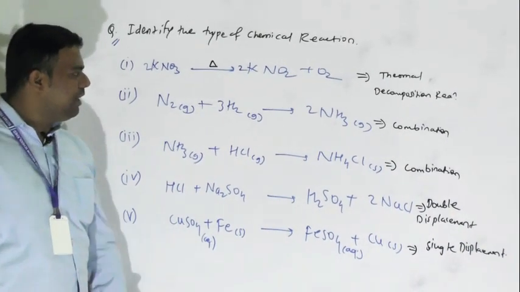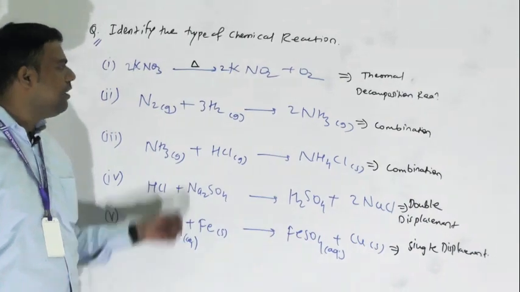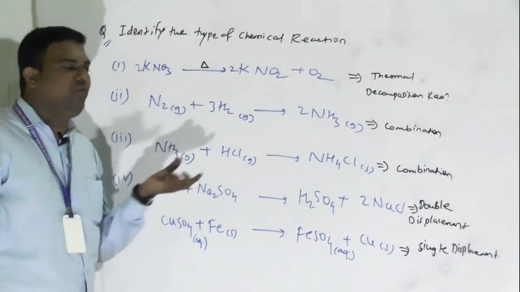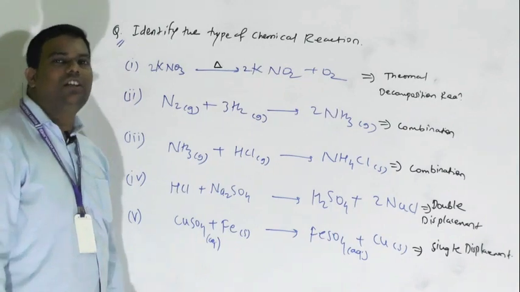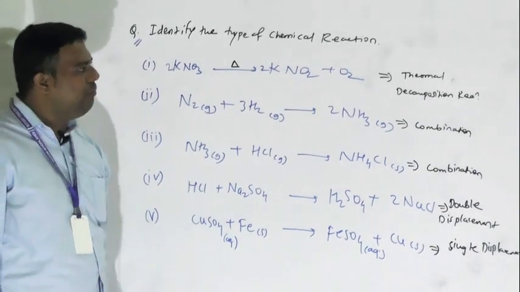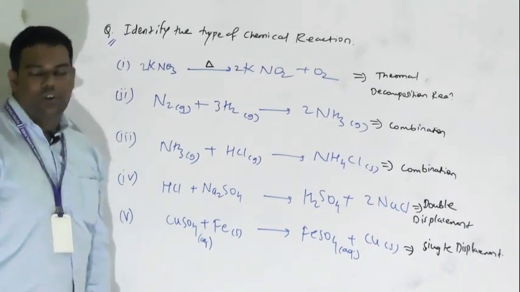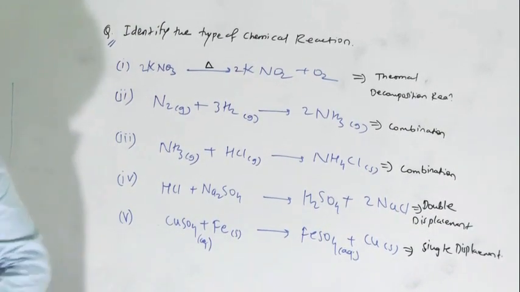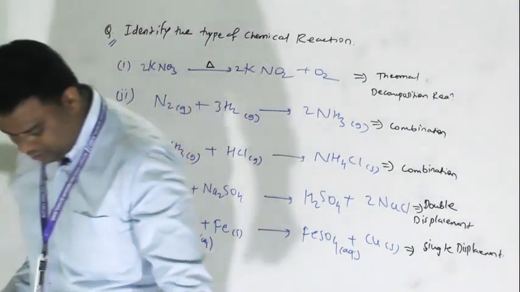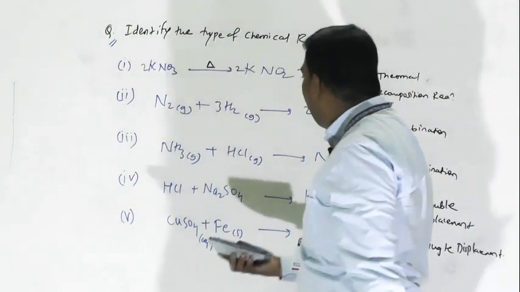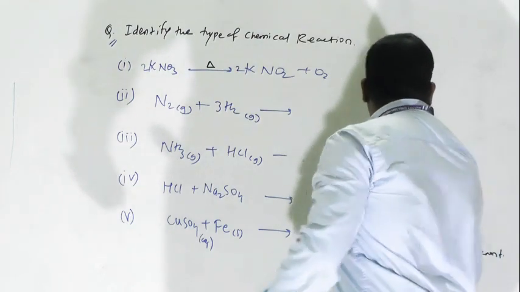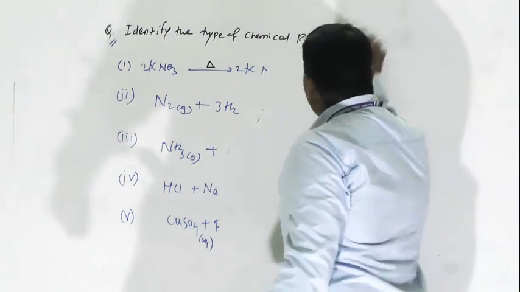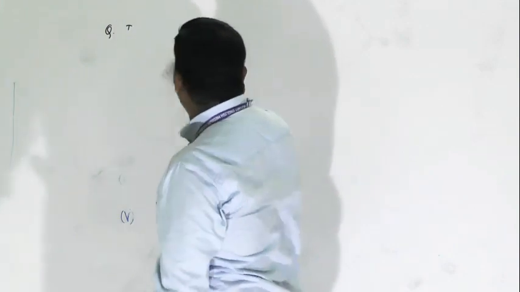Identify the type of chemical reaction. When one or more substances react to form one single new substance, that is your combination reaction. Next we will discuss exothermic and endothermic reactions.